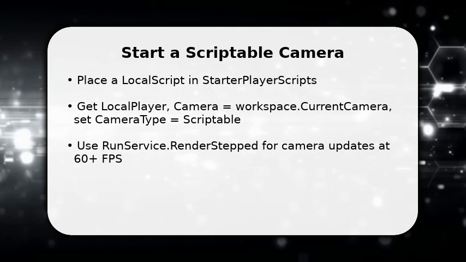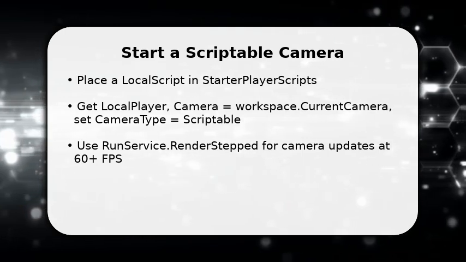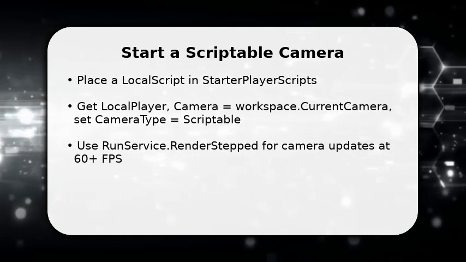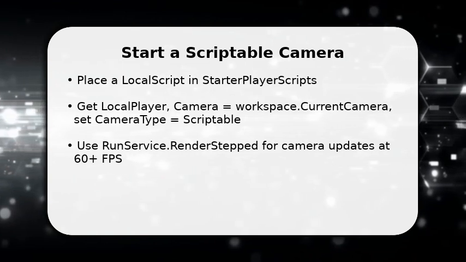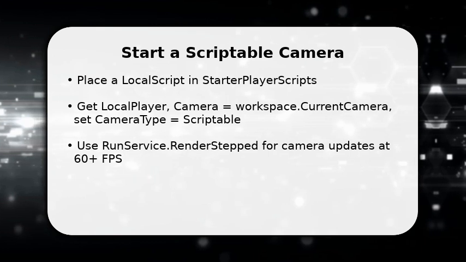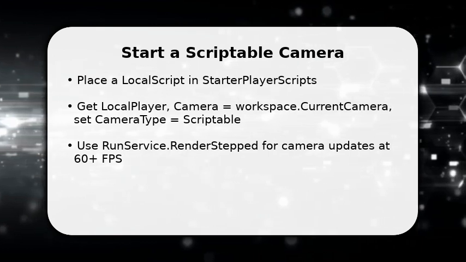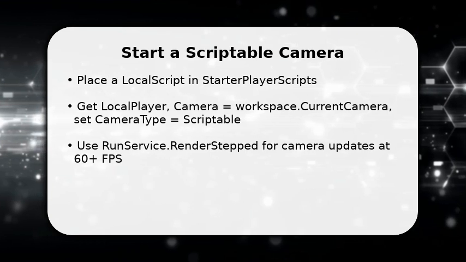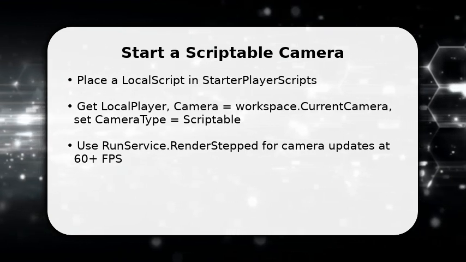You will start inside StarterPlayerScripts by creating a local script so the camera runs client-side. Once created, grab LocalPlayer and workspace.CurrentCamera and immediately set camera.CameraType to Enum.CameraType.Scriptable. This stops Roblox's default camera from fighting your code.